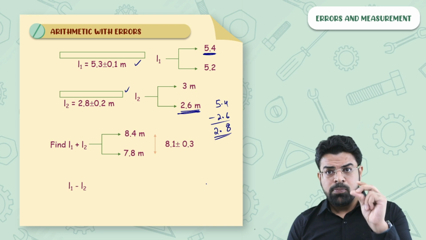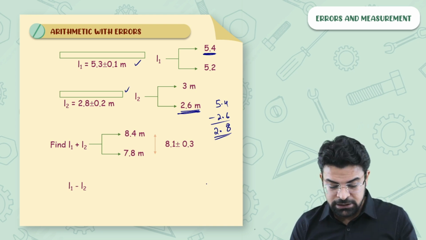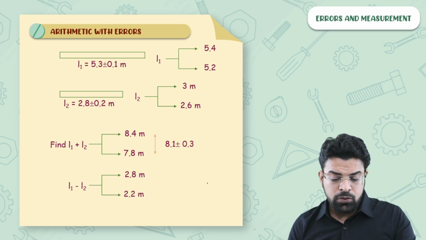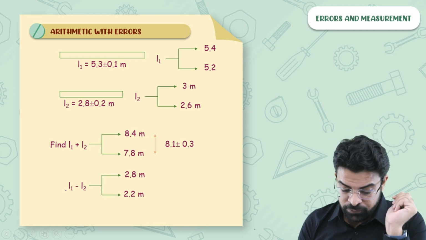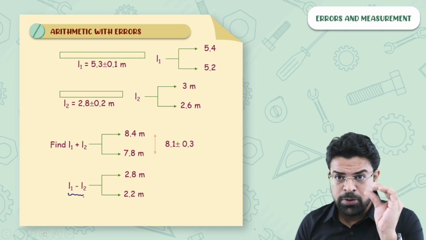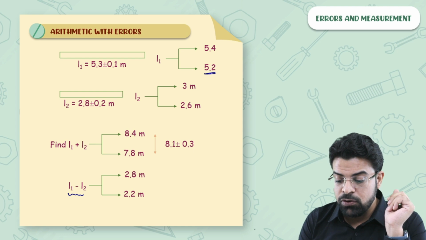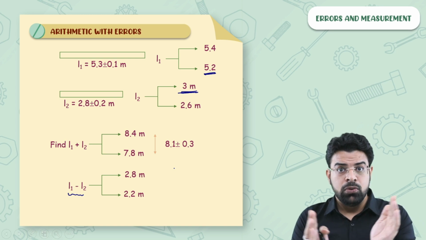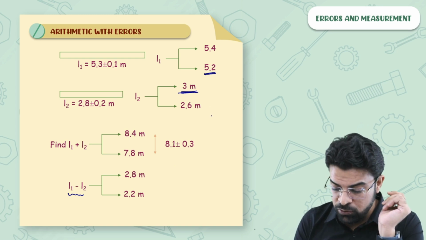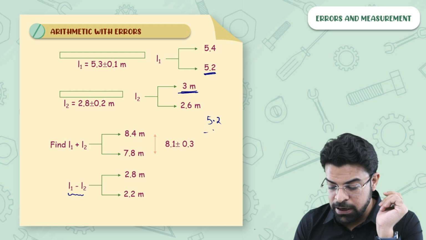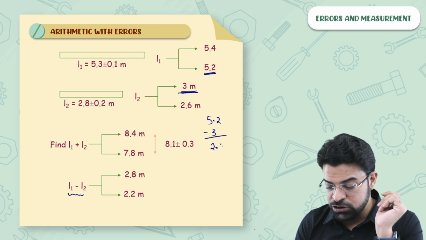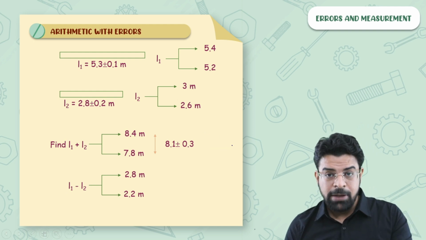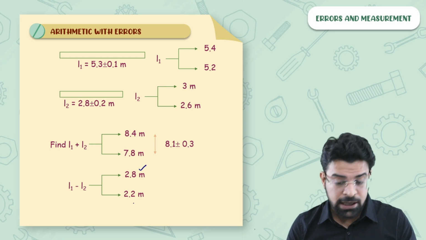So the maximum possible difference in length is 2.8. How to find the minimum possible difference in length? L1 minus L2 will be minimum when you take the minimum value of L1 and the maximum possible value of L2. L1 minus L2, the gap in the two lengths, will be minimum when you do 5.2 minus 3, and 5.2 minus 3 is 2.2. Hence, the maximum possible difference is 2.8 and the minimum possible difference is 2.2.